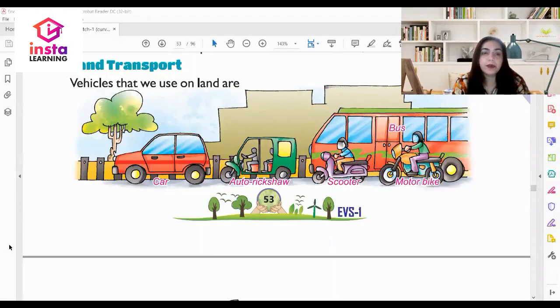Sometimes we use vehicles to go to another place. These vehicles are called means of transport. Different means of transport are used to travel on land, water, and air. Let us talk about land transport. Let me show you a picture from your book which shows different types of land transport. You can see vehicles like car, auto rickshaw, scooter, motorcycle, and a bus, right? So let us talk about them.